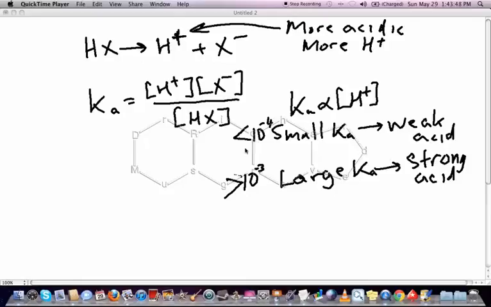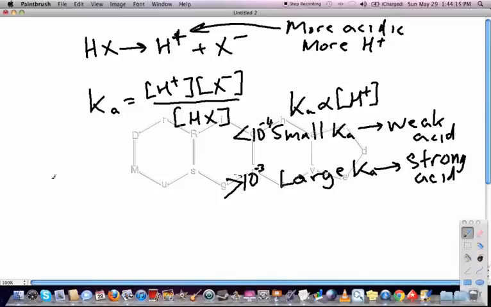Now I know this is kind of arbitrary, but I would say that if the Ka is less than 10 to the negative 4, we could make that a weak acid, and if it's greater than 10 to the negative 3, then we can make it a strong acid. But this is a very arbitrary dividing line. It's more a continuum than anything else, but it's a good guideline to use. Less than 10 to the negative 4 for weak acids, greater than 10 to the negative 3 for strong acids.